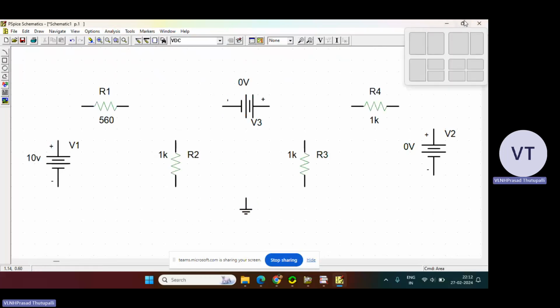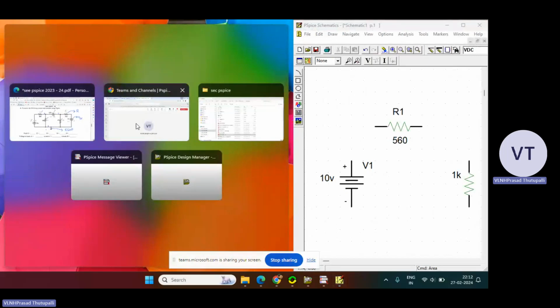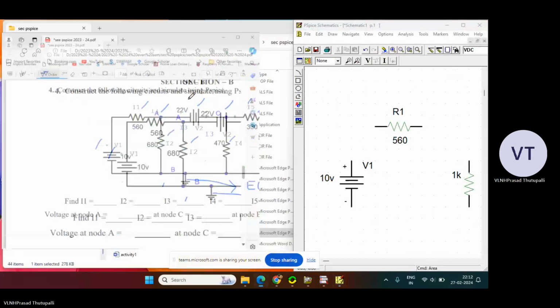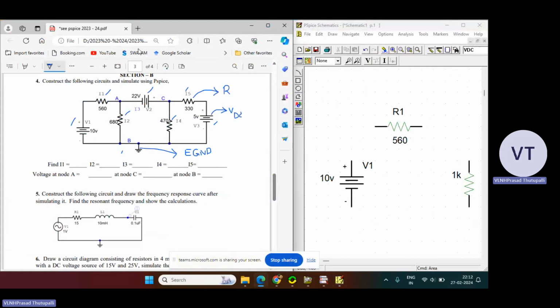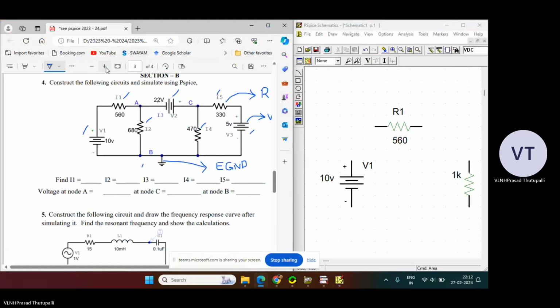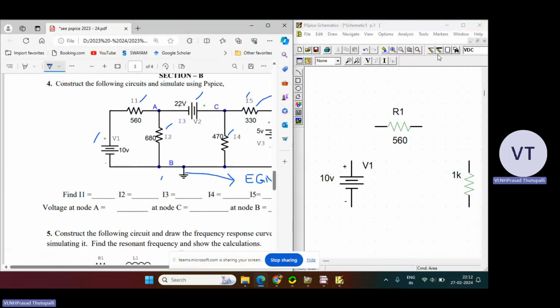After that, you just have to construct this circuit diagram. You want to construct this particular circuit diagram.